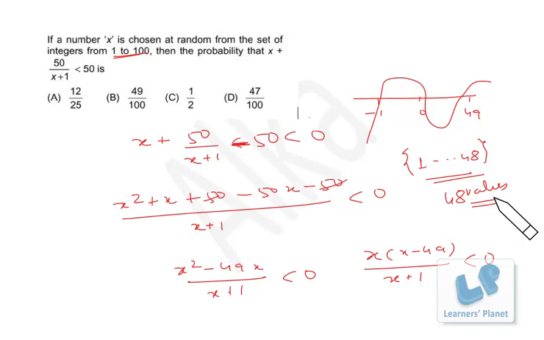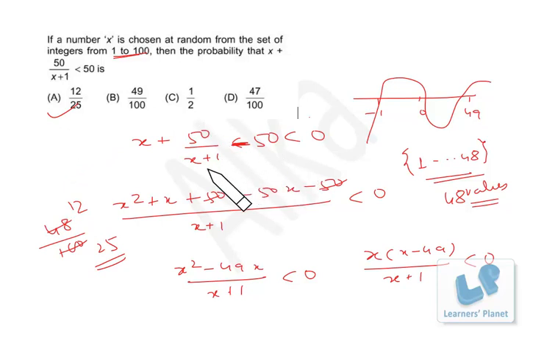Okay, how many values are there in all from 1 to 100? 100. Favorable values 48, right? So 4, 12 and 4, 25. So 12 by 25 is your answer. Okay, once again I explain you.